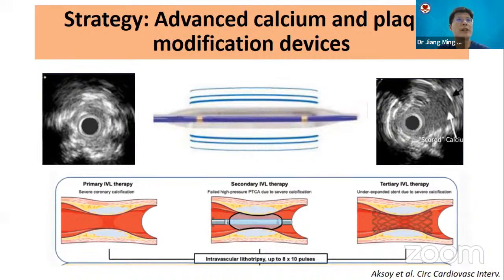Now, the primary IVL therapy has been indicated for patients with calcified de novo lesions, secondary therapy for patients with calcified lesions in which, for example, non-compliant balloon dilatation has failed, and lastly, potentially for patients with stent under expansion after previous stenting.